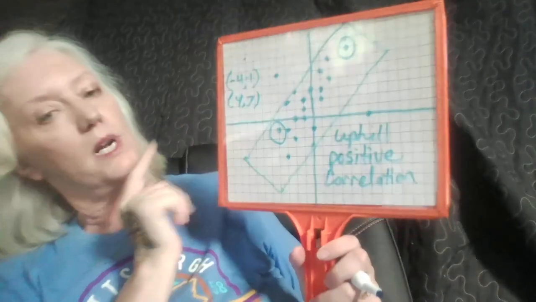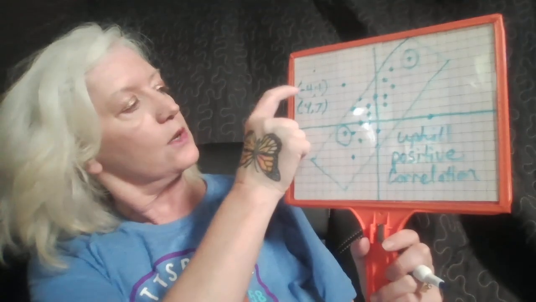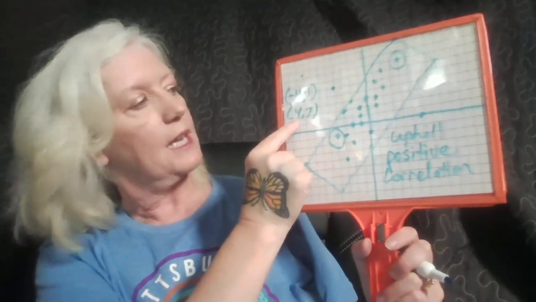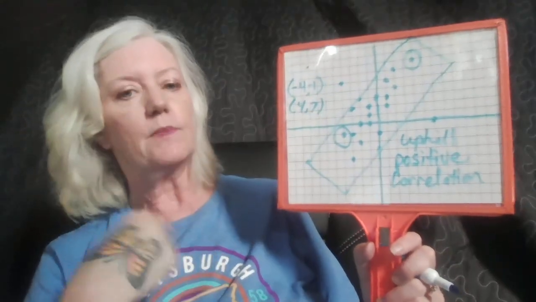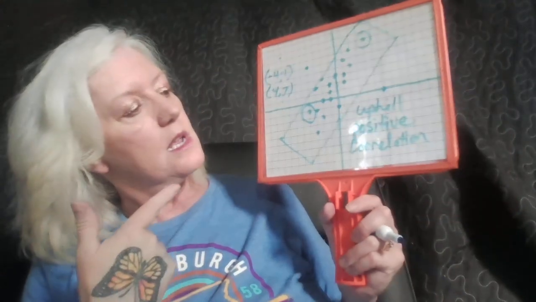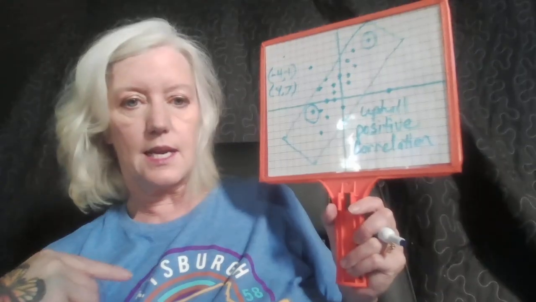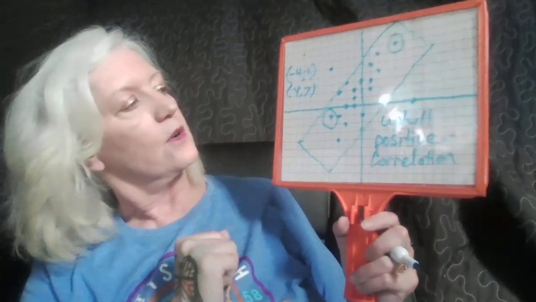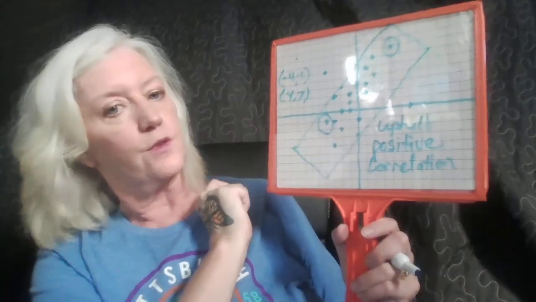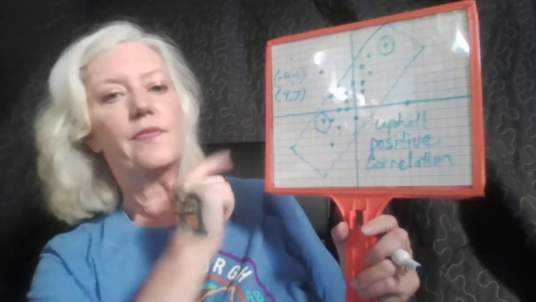So I said as x got bigger, y got bigger. So -4 went to +4, that definitely got bigger, and -1 went to 7, that definitely got bigger. As one went up, the other one went up. Now, the same phenomenon is as one goes down, the other one goes down. So if I would have just put these in the other order, I would have said 4 goes to -4, that goes down, and 7 goes to -1, that goes down.